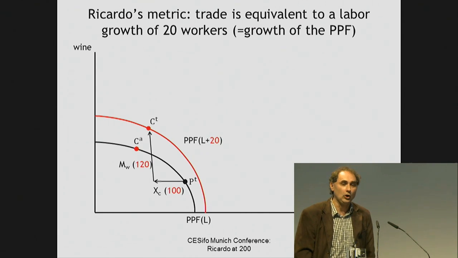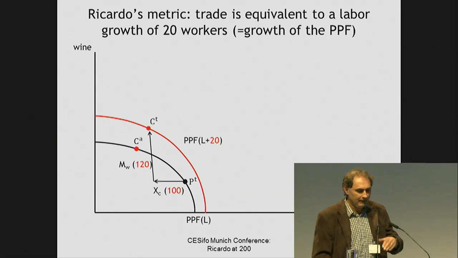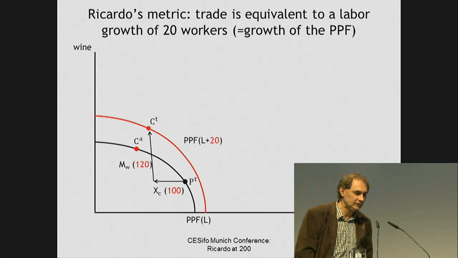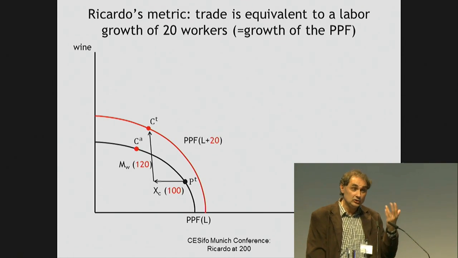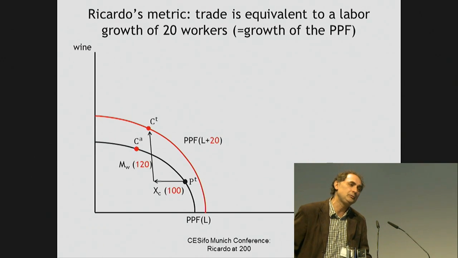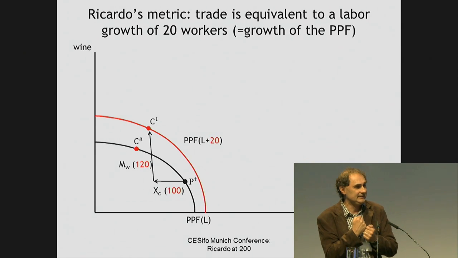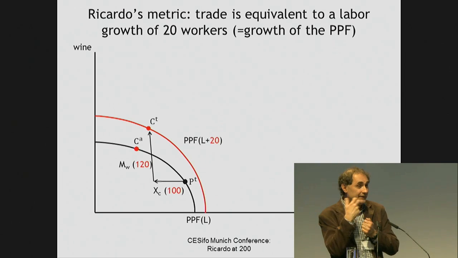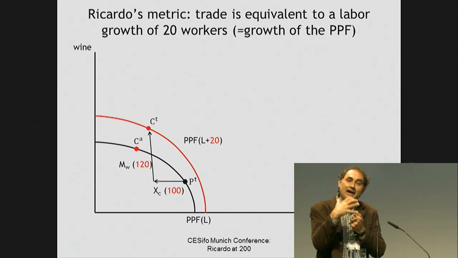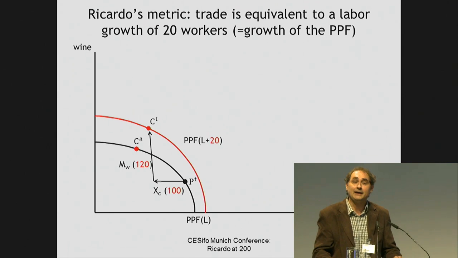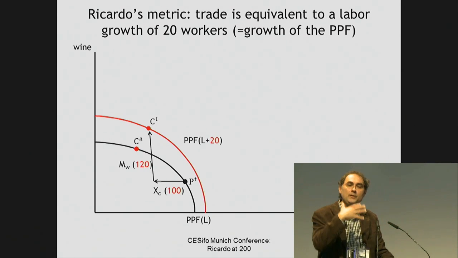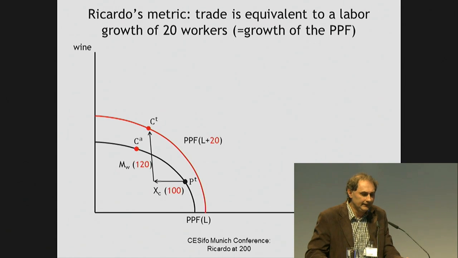So the economy is trading. By exporting cloth, you give up 100 workers. By importing wine, which would have needed 120 workers to produce, you get a gain of 20 workers. If someone would give England those 20 workers under isolation, they could consume as much as what international trade gives. So you can think of international trade as being equivalent to growth.